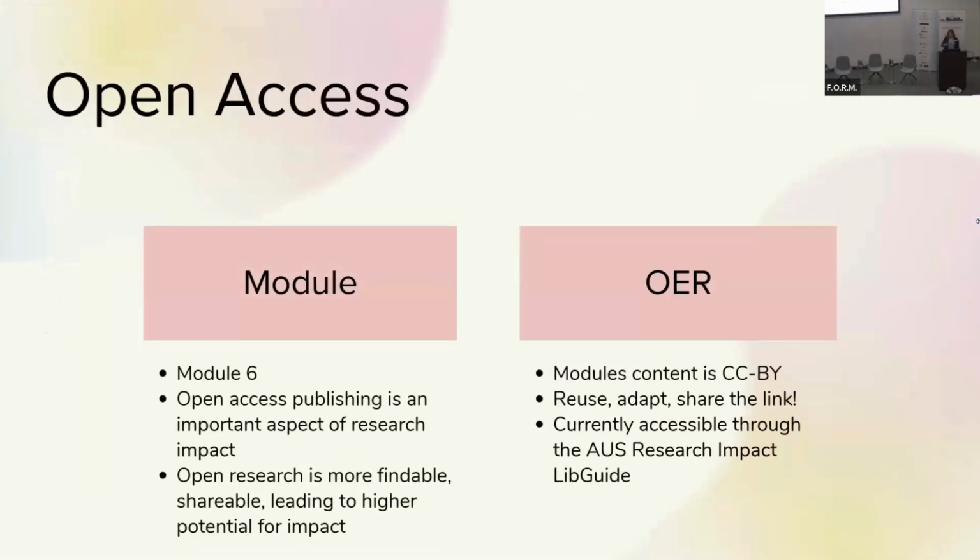So open access, tying it back into the theme of our conference. Obviously, Module 6 is about open access publishing. I love open access. I try to talk about it in every context that I can, pretty much, because I think that open research, when it's more findable and shareable, leads to that higher potential for impact, which can be really important. And all the altruistic things about making sure that our research is available worldwide to everybody. I'm a huge fan of all that.